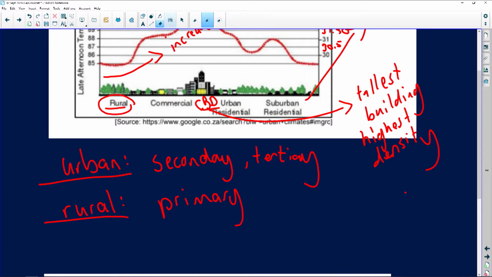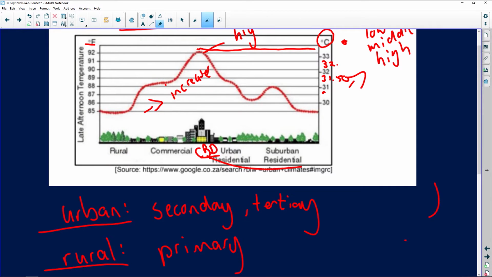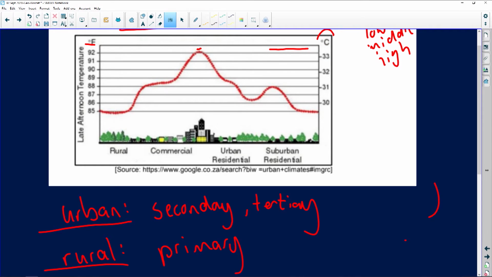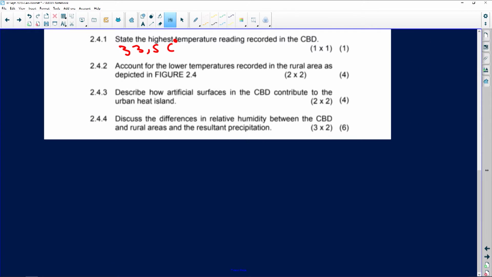Let me just clean our graph a bit. Okay, give me some working space. Okay, so I'm just going to number it, and then I will write it down. So I've mentioned to you definitely the vegetation has a cooling effect on the rural areas. So I want to write down the answers there. First of all, 2.4.2, account for the lower temperatures.